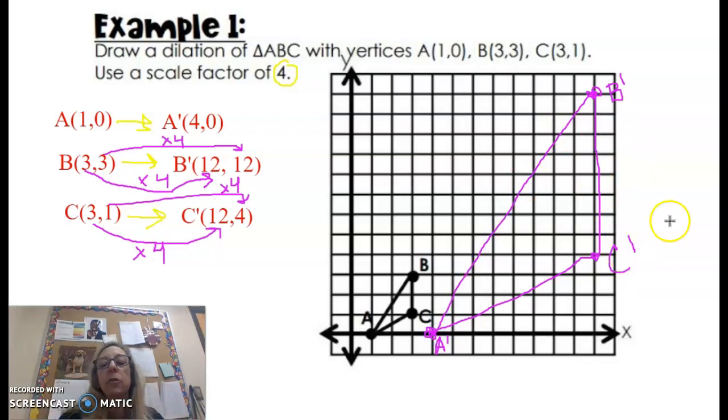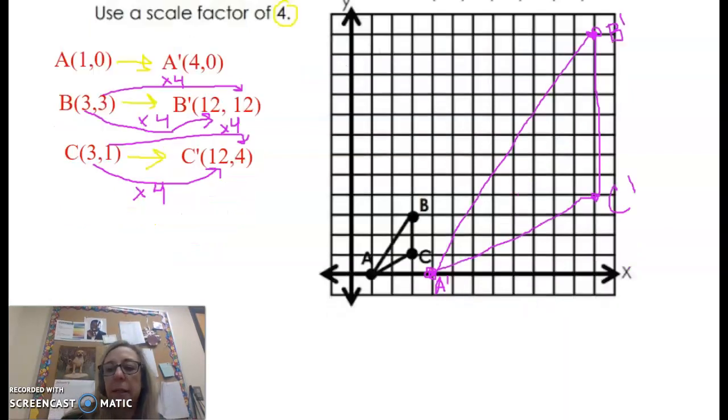So now if I look at triangle A prime, B prime, C prime, that triangle is 4 times greater than the original figure ABC. So we call this a dilation with a scale factor of 4 about the origin. That's how you would describe that. Okay, let's look at our next example.